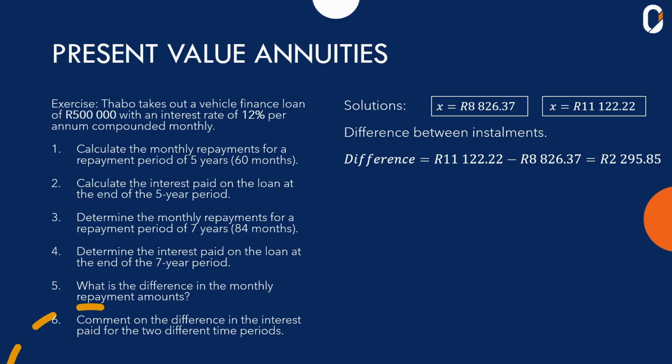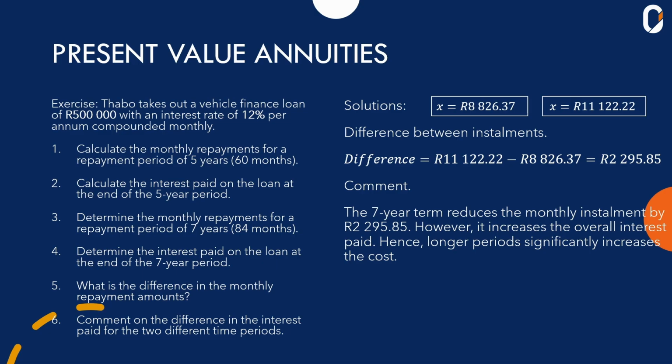Comment on the difference in the interest paid for the two different time periods. Now, to comment, we know that the 7-year term reduces the monthly installment by 2,295.85, we've calculated that value. However, it increases the overall interest paid. Hence, longer periods significantly increase the cost. If you mention anything about the difference in interest paid, total interest paid, and the difference in monthly installment, you should be able to get full marks for a question like this.